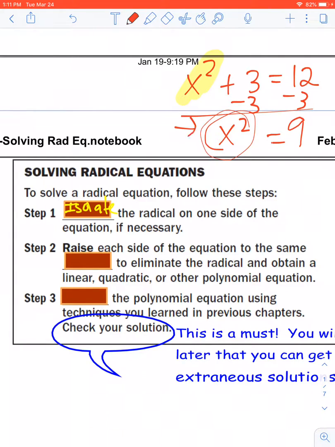So friends, you have isolated before. Now we're just going to do the same thing with the radical. If I have the radical of x plus 3 equals 12, we're going to have to get the radical by itself before I can do anything else.